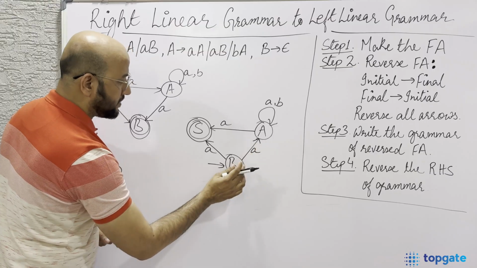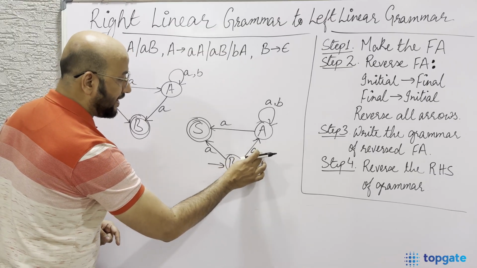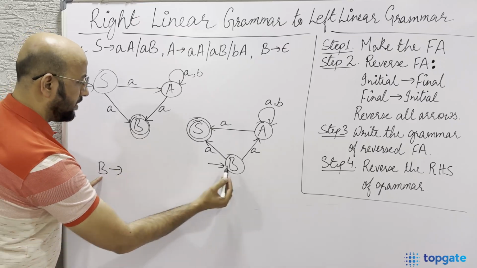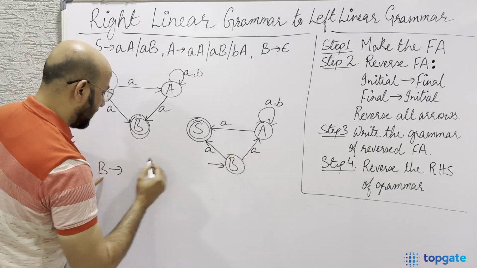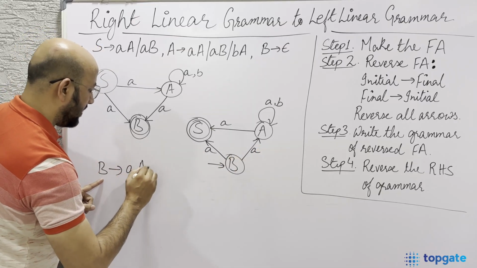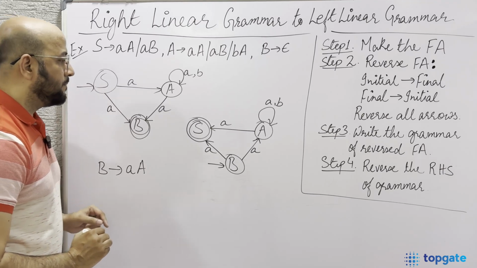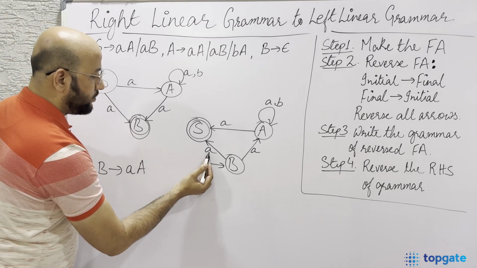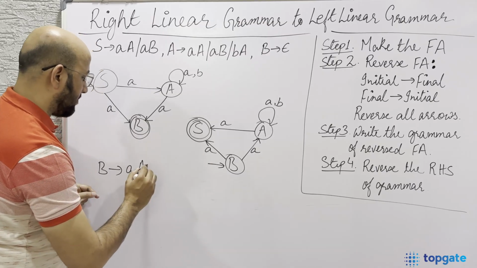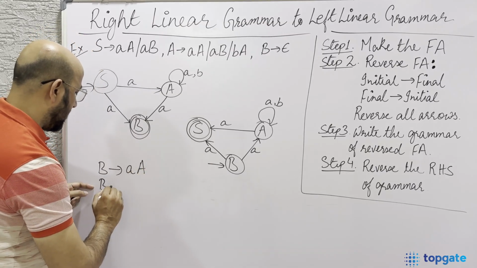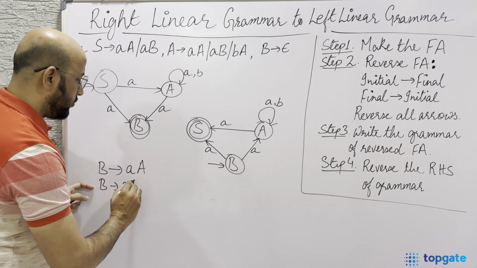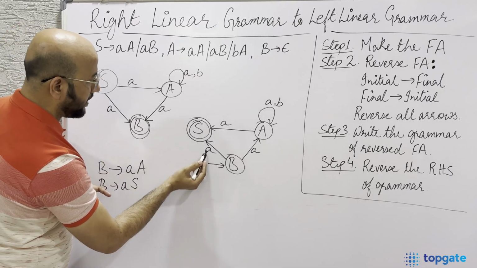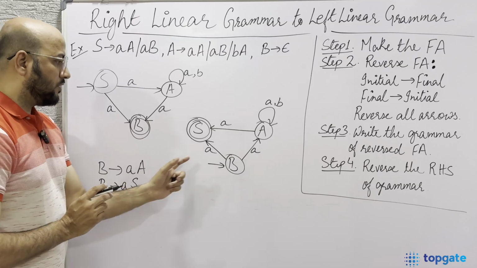A, A. That means if you apply input alphabet A on B, then you'll move on to the state A. So that means B derives A, A. Then again, from B, if you apply input alphabet A, you'll move on to the state S. That means B derives A, S. Correct? Now B is complete.